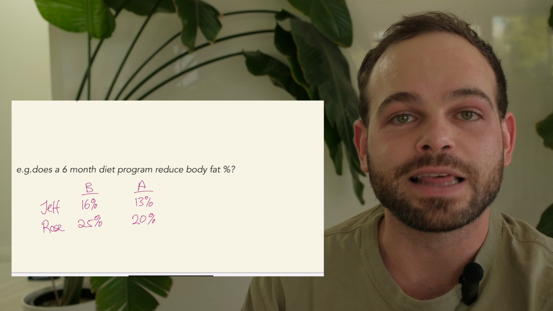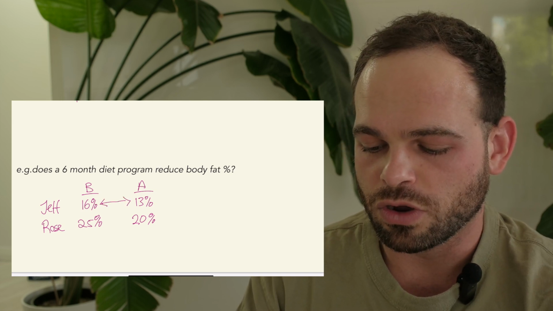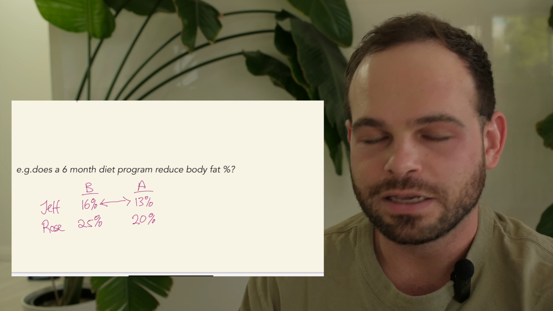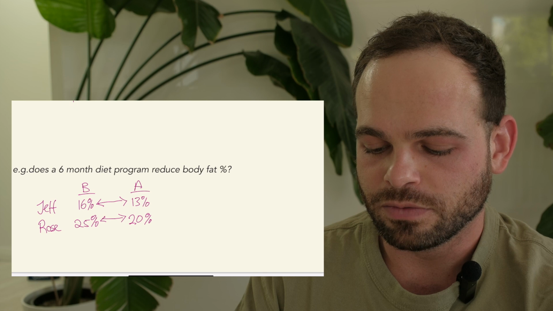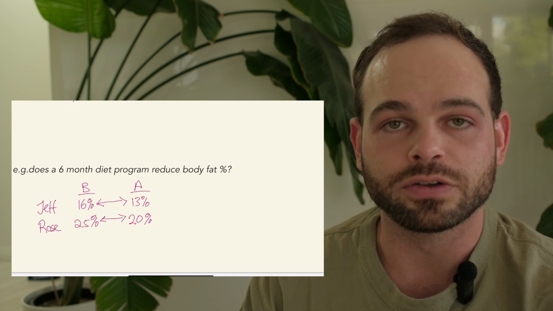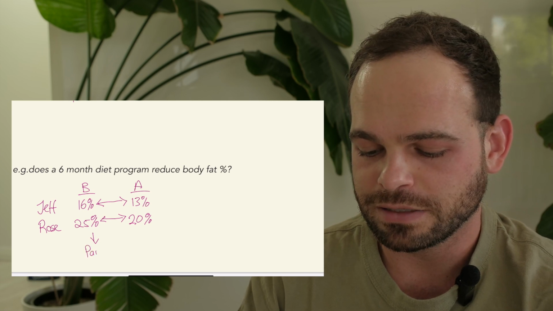We can connect their after scores to their before scores. So we can draw a line connecting Jeff's before and Jeff's after, and a line connecting Rose's before and Rose's after. Because we can do that, it's going to be a paired test.